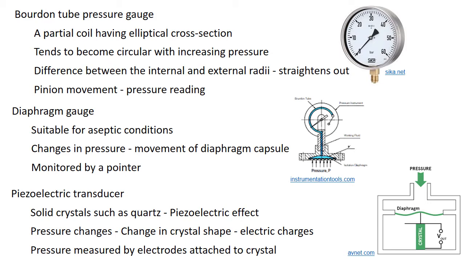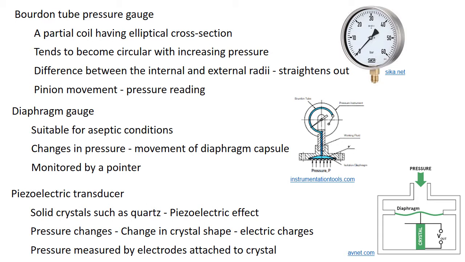Next is diaphragm gauge. When a vessel or pipe is to be operated under aseptic conditions, then we use diaphragm gauge. The changes in pressure will cause movements of the diaphragm capsule, which is monitored by a mechanically levered pointer, which will give the pressure measurements.